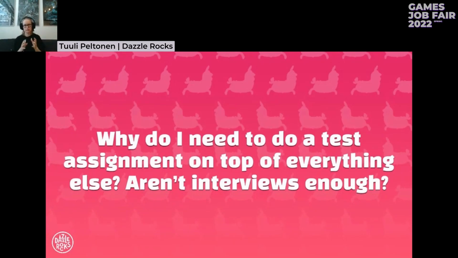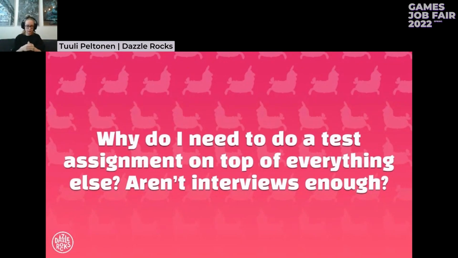Now, good test assignments are fit for purpose. I think it would be, in some cases, overkill to do a test assignment, maybe for a programmer who's been in the industry for 20 years, has a proven track record of completed projects, maybe has even already sent a code sample to the company to review. I think in that case, it might be a bit overkill to do a standardized code test at that point. But it really depends.